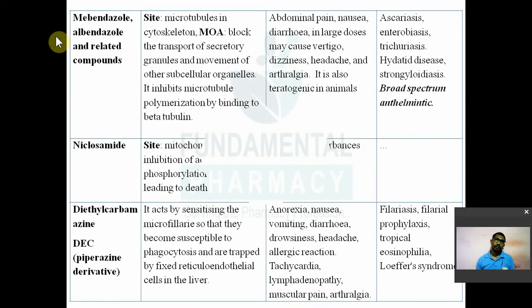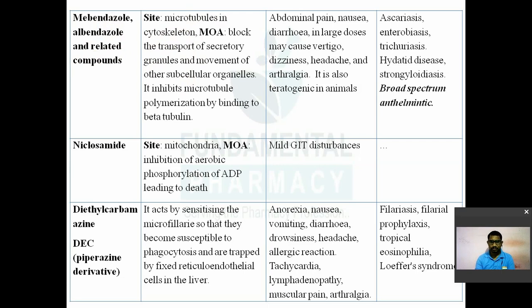The next one is mebendazole. Now this is important. They might ask questions on this. Mebendazole, albendazole, and related compounds are nothing but benzimidazole derivatives. So they will act on the microtubules in the cytoskeleton. See, every cell has a cytoskeleton. But there is a little bit of difference between our eukaryotic cell and the prokaryotic cell. So that's why mebendazole and albendazole will selectively act on worms, not on a human cell.